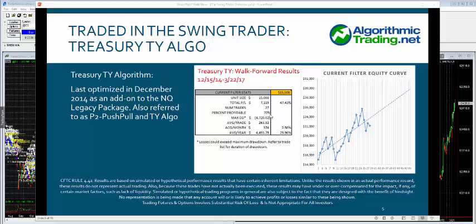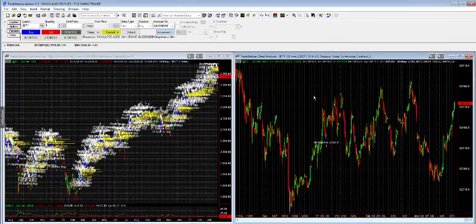But its percent profitable has been 70%, and so this algorithm has done really well. Here's the equity curve going back to December, and again this is walk forward, still a hypothetical account, but it is blind out of sample walk forward data. Now, I think another thing I'd like to do is just show you the chart and talk about the 10-year.